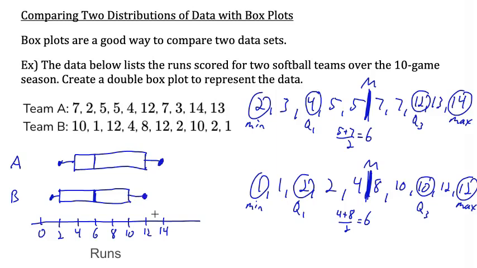Right, so here we have parallel box plots on the same scale, and we can see that the medians are the same, but the maximums and minimums are different. The middle 50% of the data is spread out about the same amount. So it gives us a nice overall snapshot of the differences, or some of the differences, between Team A and Team B.